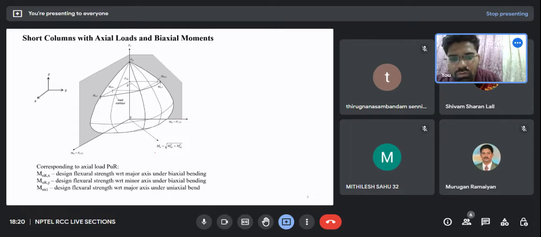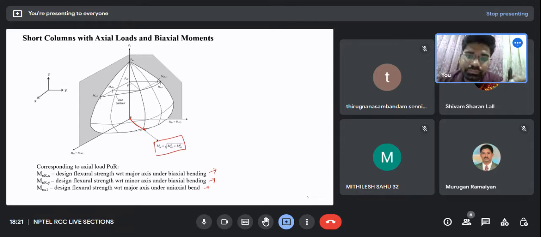What is MU? MU is the resultant moment of MUX and MUY. This is the resultant moment. What is MUX? MUX is the design flexural strength of the column along the major axis. MUY is along the minor axis. What is MUX1? MUX1 is the uniaxial moment along the major axis, and MUY1 is the uniaxial moment along the minor axis.